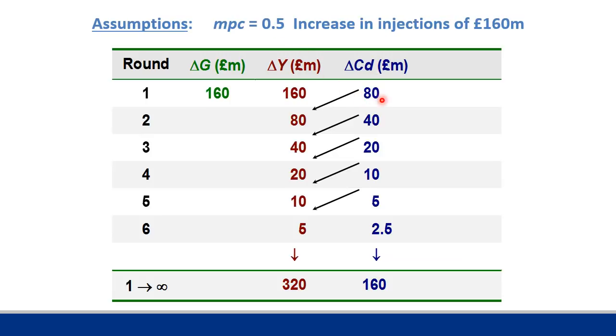And this increase in consumption will lead to a further increase in Y, which will lead to a further increase in consumption, and so on. In fact, the ultimate change in output, given an initial increase in G of 160, is 320, which is times 2, which is what we predicted by our calculation of the multiplier.